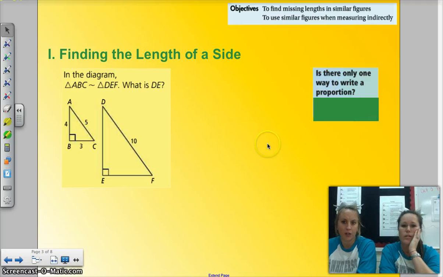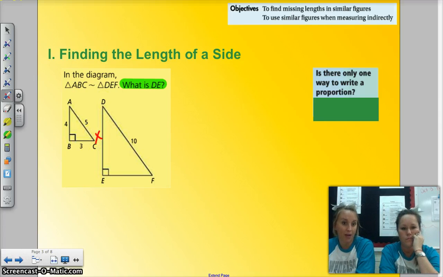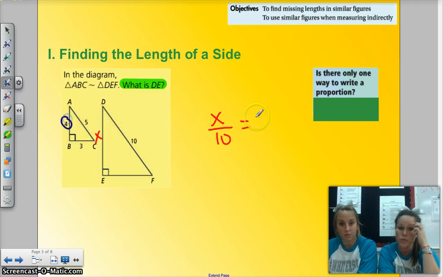Here's the same question again. We're going to set up a proportion with corresponding sides in the same spot in the proportion. So what is side DE? My unknown is DE, so I'm going to put an X there to identify my unknown. So X over 10. And then we do the corresponding sides in the same location on the fraction that are on the other triangle. So 4 and 5.